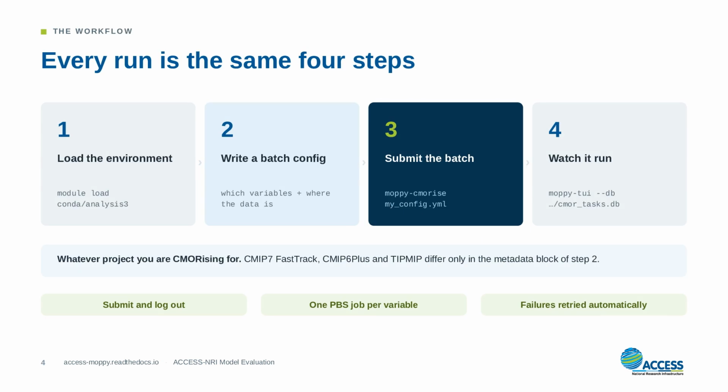Every production run is the same 4 steps, whatever project you're CMORising for. Load the ACCESS-3 environment. Write a batch config file, which says which variables and where the data is. Run moppy-cmorise, which submits 1 PBS job per variable. Then run moppy-tui to watch it. That's the whole workflow. And the rest of this video is those 4 steps in detail.